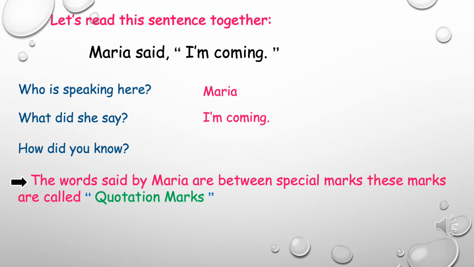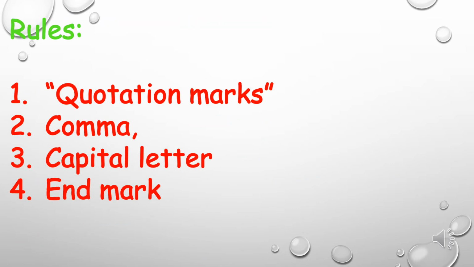Let's read this sentence together. Maria said, "I'm coming." Okay, who's our character here or who's the speaker? It's Maria. What did she say? She said, "I'm coming." How do you know? We know this because "I'm coming" is in the quotation marks. The words said by Maria are between special marks. These marks are quotation marks or speech marks.